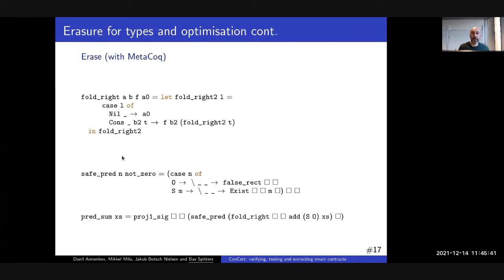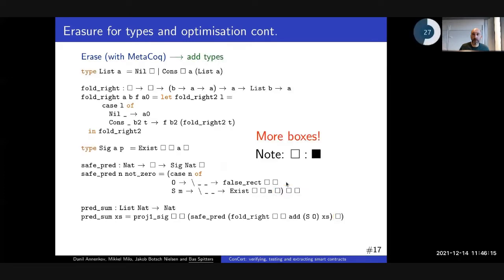Now, if we look at the standard erasure, this is what we end up with: the fold right, and then the safe predecessor and the safe sum. You can see there are all these boxes here where there's information that's not available in the target language. So if you would extract this to OCaml, then these boxes would need to be done by Obj.magic. Here there are explicit type applications, and the proof is here.